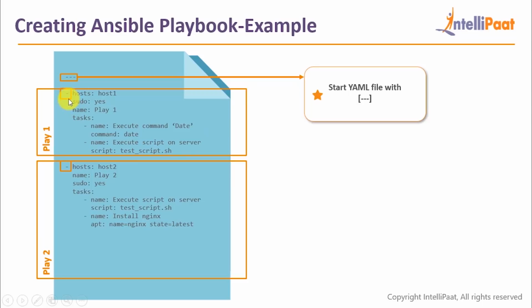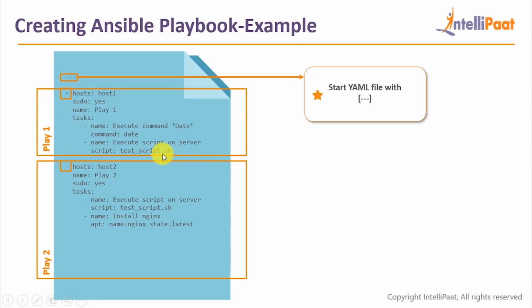Now whenever you're starting a new play, in that case also you have to begin with a hyphen. You specify the host name, that is hosts colon and then host 1. Then whether that particular play has to use sudo, we mention that. If you want to use sudo in these commands, all you have to do is type in sudo colon and then say yes. Then you give the name of the play. It could be anything. Like I said, it's just a string. You can pass in anything over here. And once you've specified all this info, you start with the tasks. So this is play 1, guys.